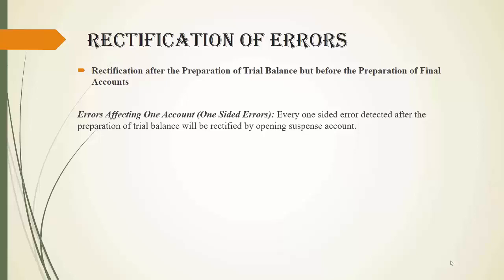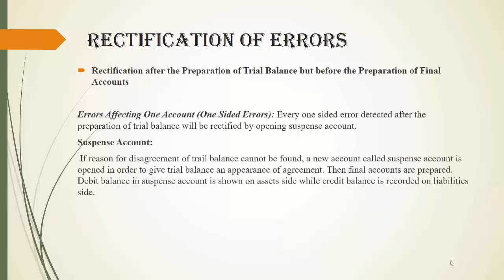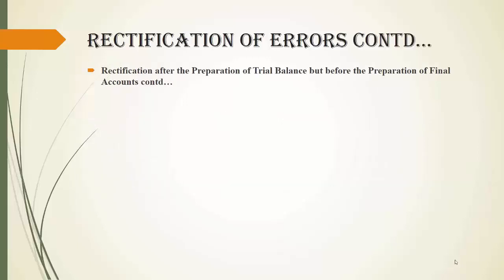Now, what is a suspense account? When the trial balance does not agree, meaning the debit side of the trial balance is not equal to the credit side, efforts are made to locate the error and rectify it. If the reason for disagreement of the trial balance cannot be found, a new account called suspense account is opened in order to agree the trial balance, and the final accounts are prepared. A debit balance in suspense account is shown on the asset side, while a credit balance of suspense account is shown on the liability side. And the suspense account is opened for two cases.